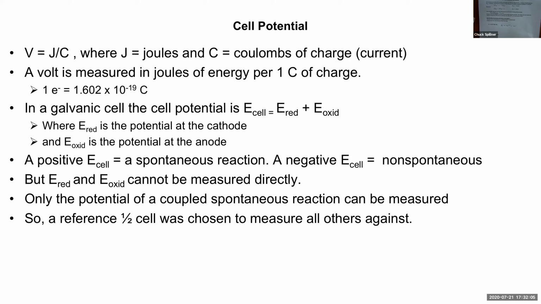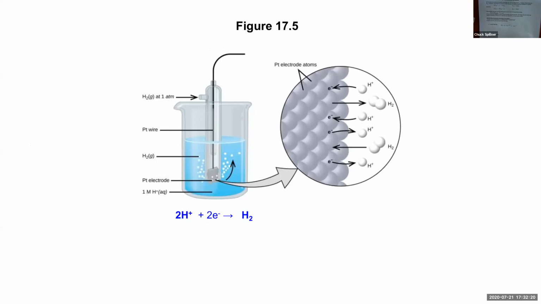So what chemists or physicists have done is to set up a reference cell. A half cell was chosen to measure all others against. And the reference cell, I think that's in the next slide, is a hydrogen cell where the reaction shown here is the reduction of hydrogen, 2H+ plus 2e- goes to H2. That's a half reaction for the reduction of hydrogen ion. The reverse reaction would be an oxidation reaction. So this is called the standard hydrogen electrode, SHE for short.